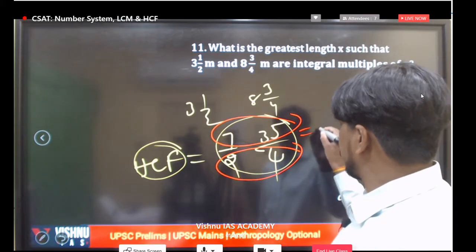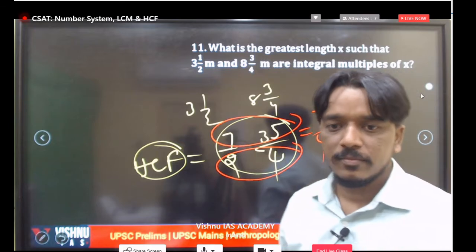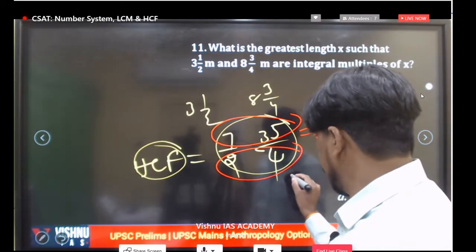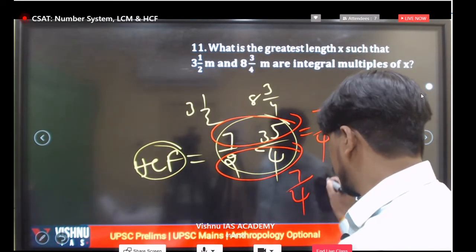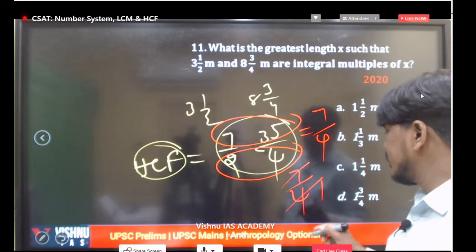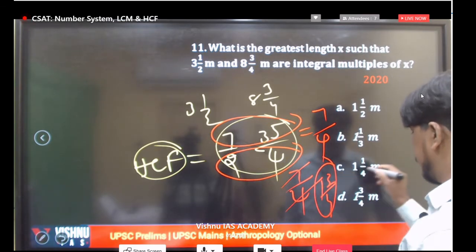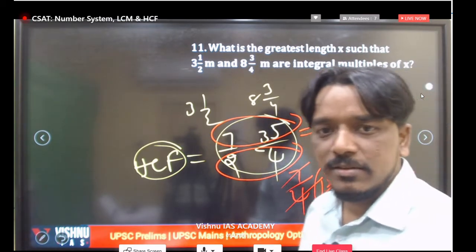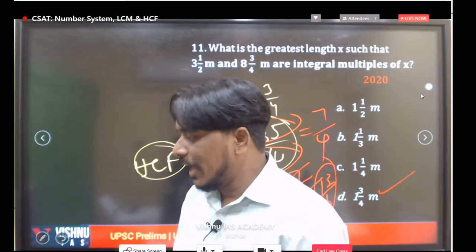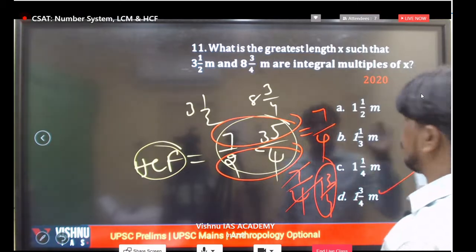So what we are getting as fractions here? 7 and here you will get 4. 7 by 4 if you simplify, 7 divided by 4, 4 1 times, clear? And remainder is 3, 3 by 4. 1 3 by 4 is the correct answer. Clear guys? So like this we have to use LCM and HCF concepts in this manner.